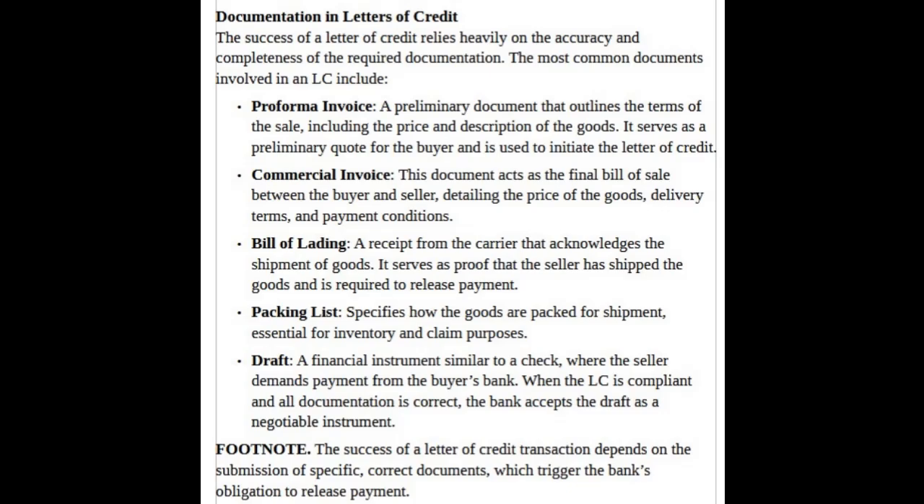Bill of lading, a receipt from the carrier that acknowledges the shipment of goods. It serves as proof that the seller has shipped the goods and is required to release payment. Packing list, specifies how the goods are packed for shipment, essential for inventory and claim purposes. Draft, a financial instrument similar to a check, where the seller demands payment from the buyer's bank. When the LC is compliant and all documentation is correct, the bank accepts the draft as a negotiable instrument. Footnote: the success of a letter of credit transaction depends on the submission of specific, correct documents, which trigger the bank's obligation to release payment.